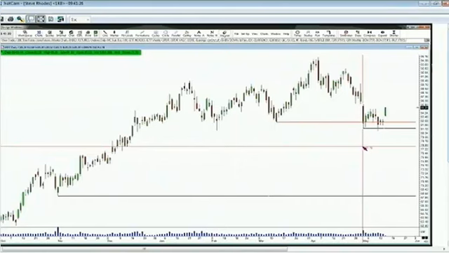If it's unable to do that, what Western Digital is likely to do is go all the way back down to that $68 range. So that's what's going on inside Western Digital, and that is one of the movers and shakers in the markets as we speak right now.